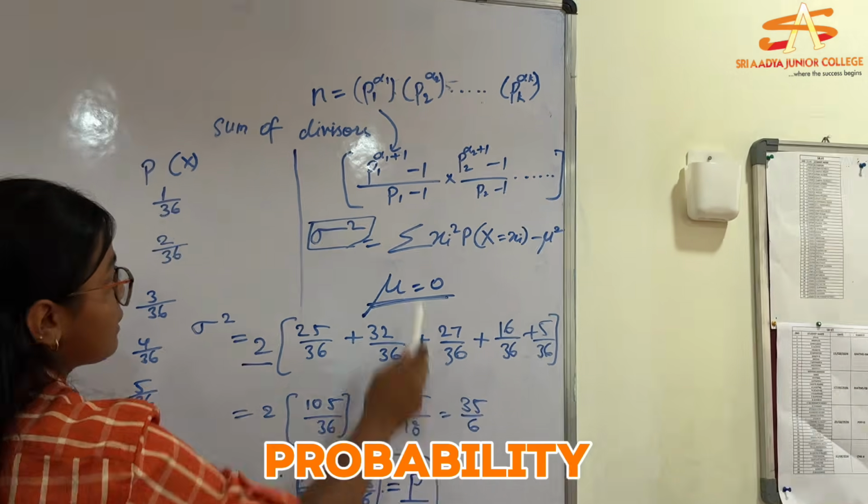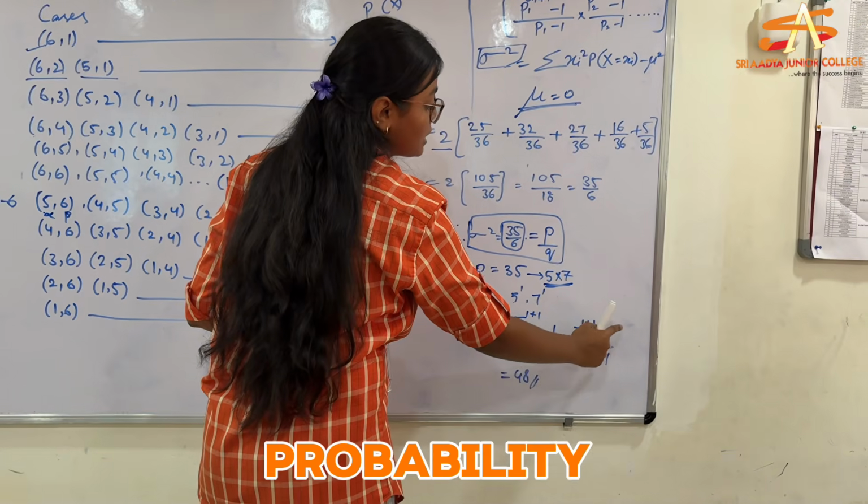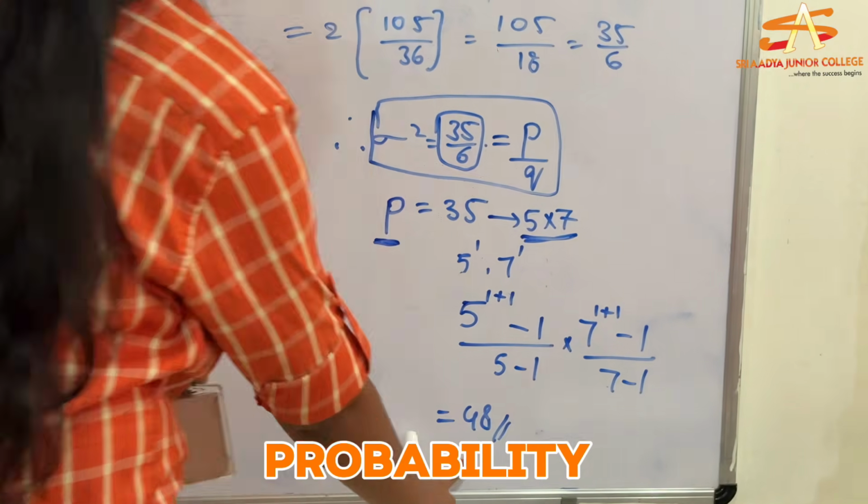By substituting 5 and 7 in this formula, we get (5 power 1 plus 1 minus 1) by (5 minus 1) into (7 power 1 plus 1 minus 1) by (7 minus 1). If we simplify this, we'll get the answer as 48.